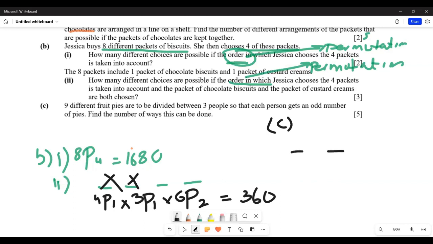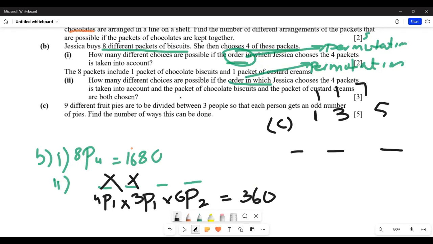Three people, they need to get an odd number. So what can the odd numbers be? One of them gets one pie, another one gets three pies, and one gets five pies. Yeah, that's an odd combination that could work. And what if one person gets one pie and another person also gets one pie and the third person gets seven pies? That would also work.